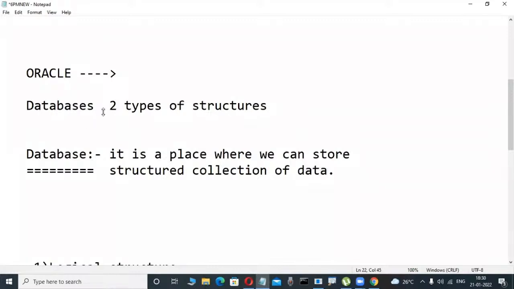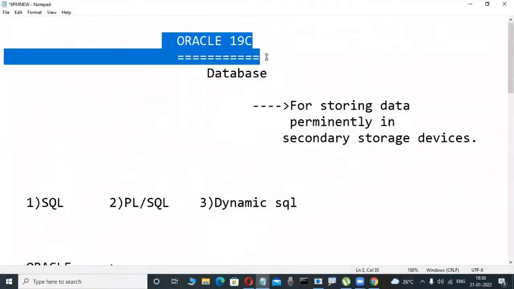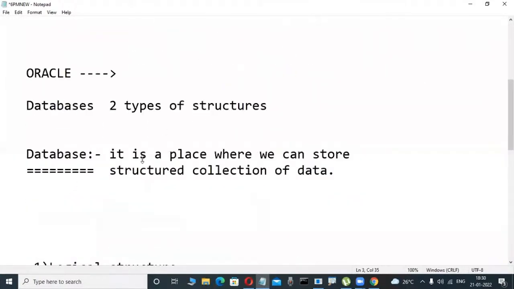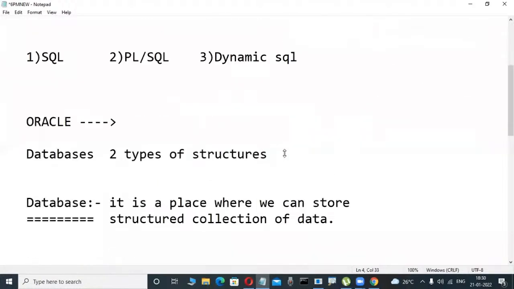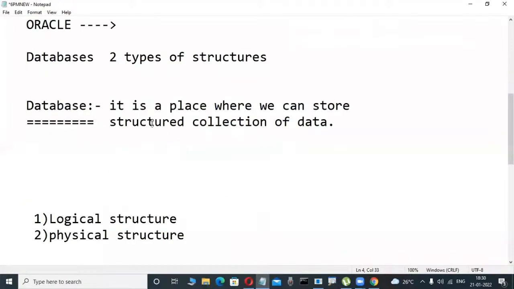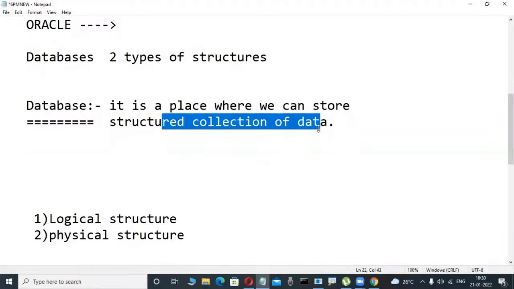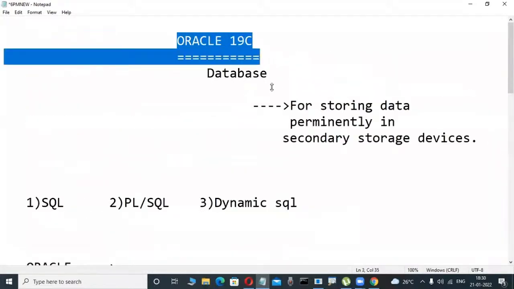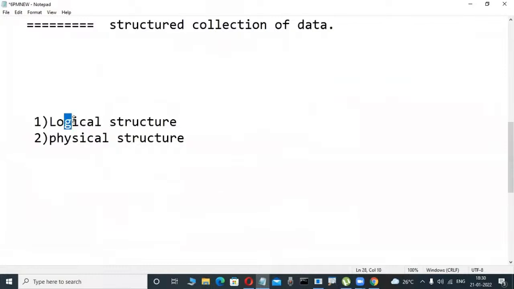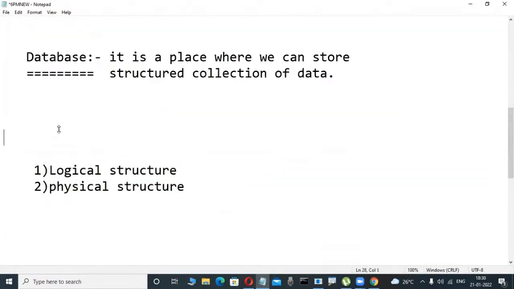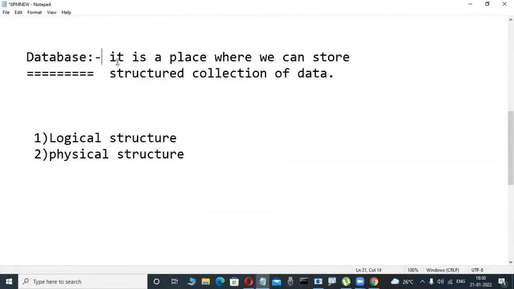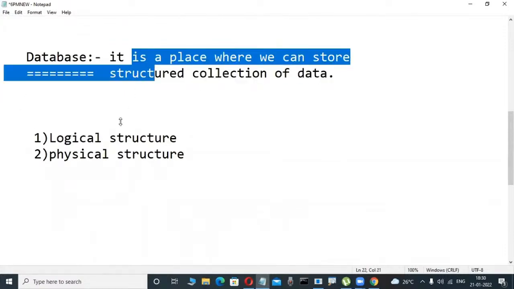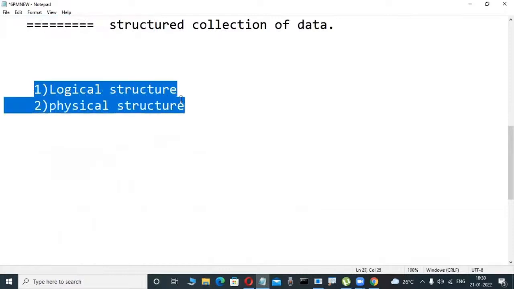Observe here. Actually, whenever we are installing Oracle or any relational database software, what is the database actually? It is a place. Whenever we install this type of software, automatically some place is reserved in the hard disk only. In that place only we can store a structured collection of data. But whenever we install these softwares, two types of structures are there. One is logical structure, another one is physical structure. This definition I am not explaining today; you will understand it one of these days. Now observe it.